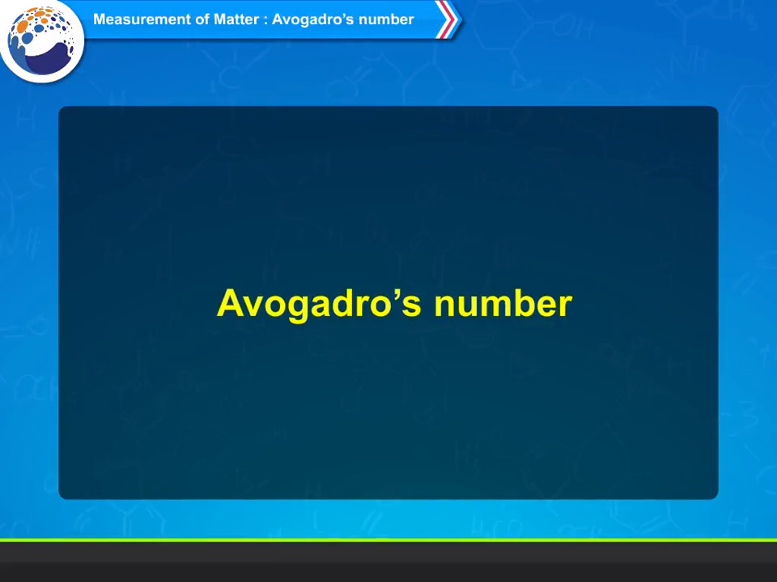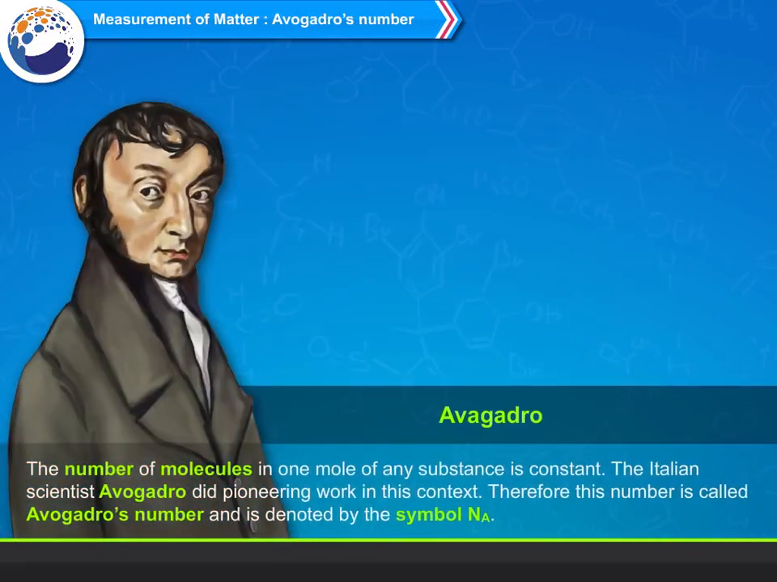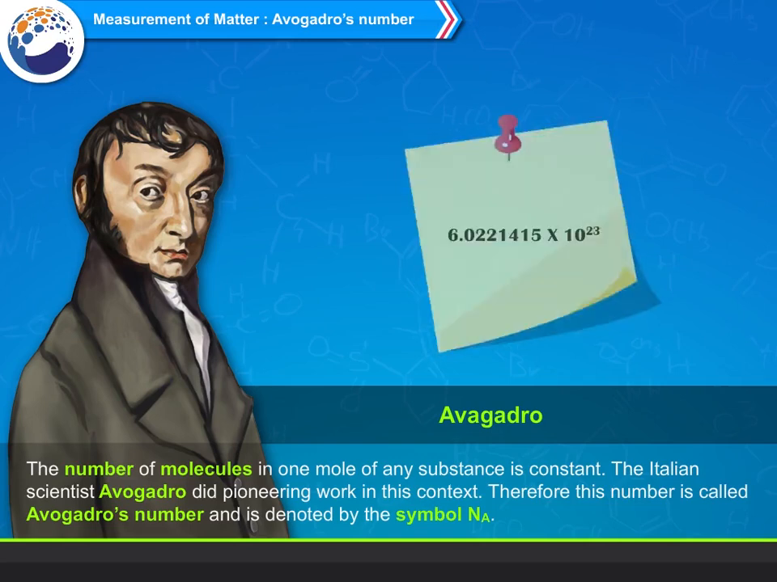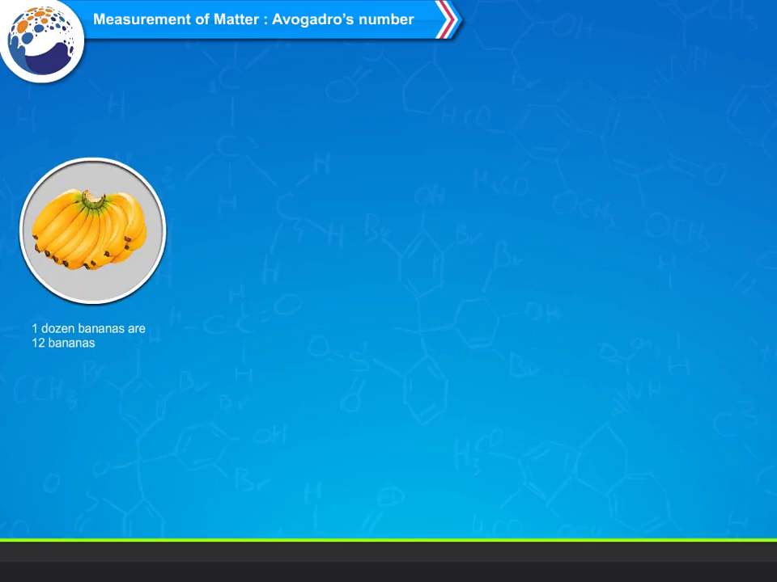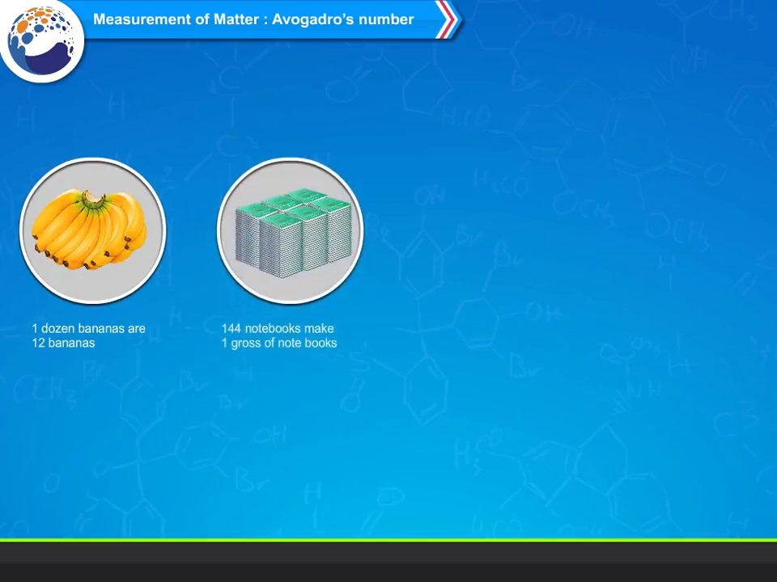Avogadro's number. The number of molecules in 1 mole of any substance is constant. The Italian scientist Avogadro did pioneering work in this context. Therefore, this number is called Avogadro's number and is denoted by the symbol Na. 1 dozen bananas are 12 bananas. 144 notebooks make 1 gross of notebooks.